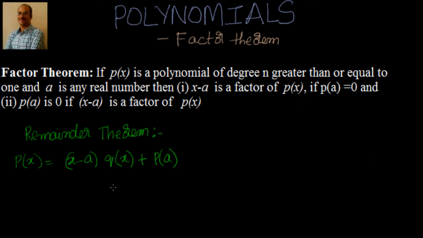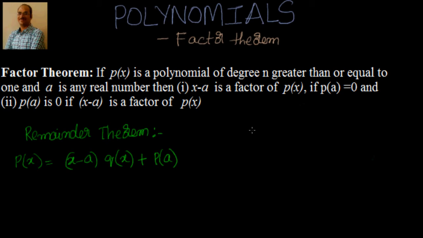In the last video we have seen the remainder theorem as part of polynomials. So let's try to get a recap of that, then we'll move to the factor theorem. The remainder theorem states that if p of x, a polynomial in x, is divided by x minus a, then the remainder is nothing but equal to p of a.